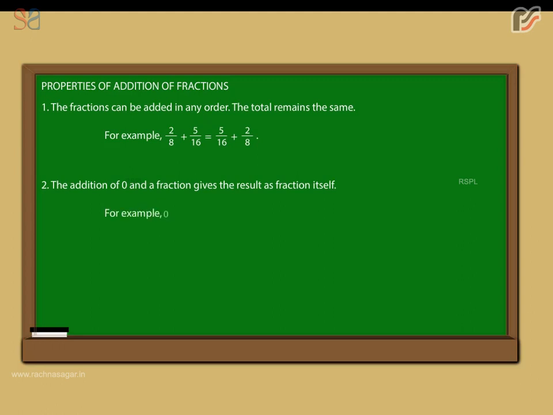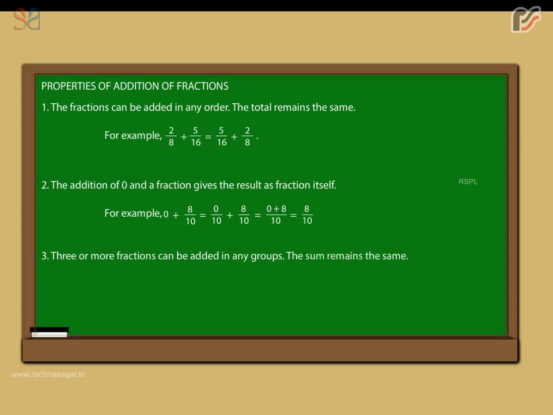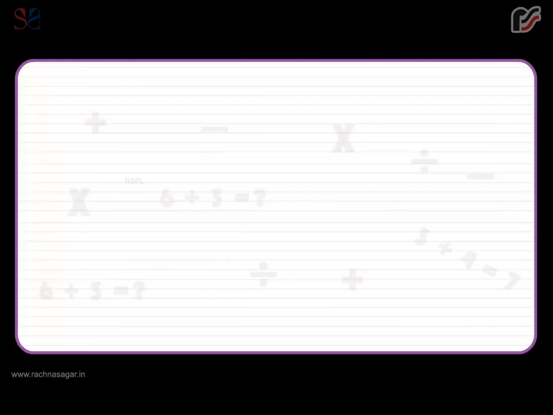For example, 0 plus 8 by 10 is equal to 0 by 10 plus 8 by 10, which is equal to (0 plus 8) whole divided by 10, which is equal to 8 by 10. 3 or more fractions can be added in any groups. The sum remains the same. For example, 1 by 3 plus 3 by 4 plus 5 by 12 is equal to 1 by 3 plus (3 by 4 plus 5 by 12).